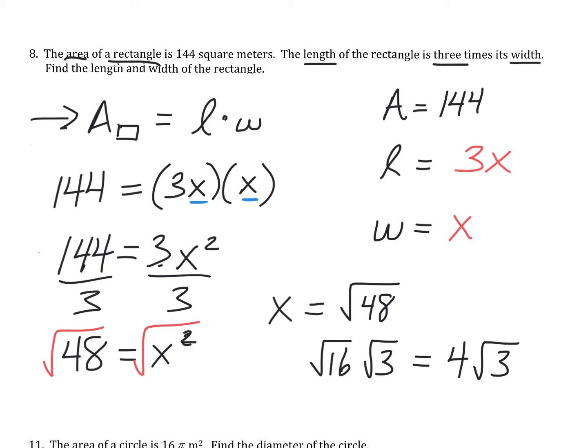So now I'm going to go back and plug that in for x. Well, since my width was just x, that's going to turn into 4 radical 3. And now for my length, it's going to be 3 times x. So let's replace that x with 4 radical 3, which is going to be 3 times 4 radical 3.